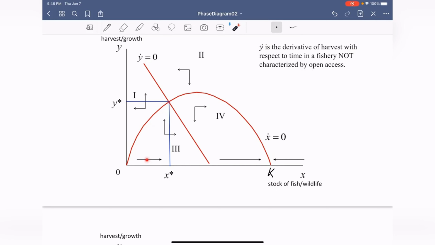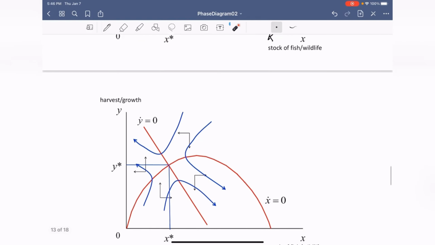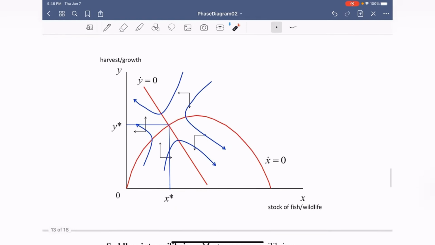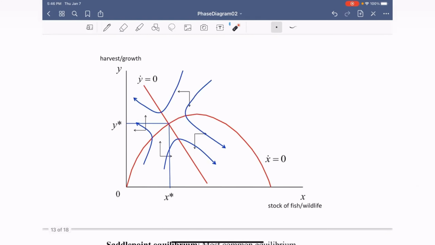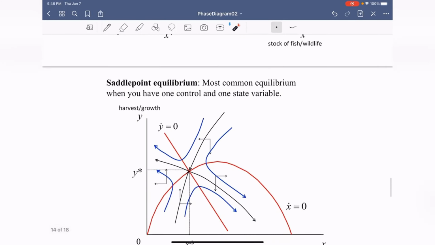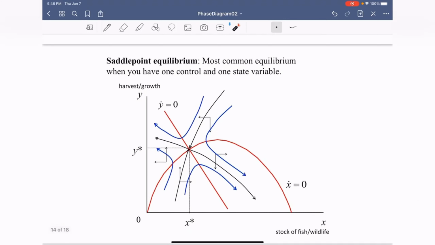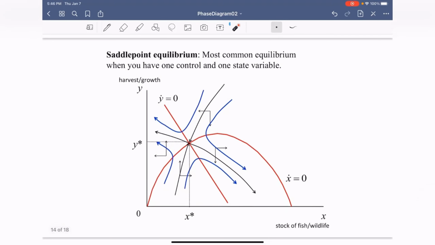And this is one of the downfalls of the logistics production function, that even if we have a stock that's just about 0, we're going to end up going to this X star or beyond to K, if the X star applies only if we apply effort to try and harvest this. And here you could see that you have a saddle point equilibrium with, we haven't drawn that, here's the separatrix that's in there. And it's the most common equilibrium when you have one control and one state variable.